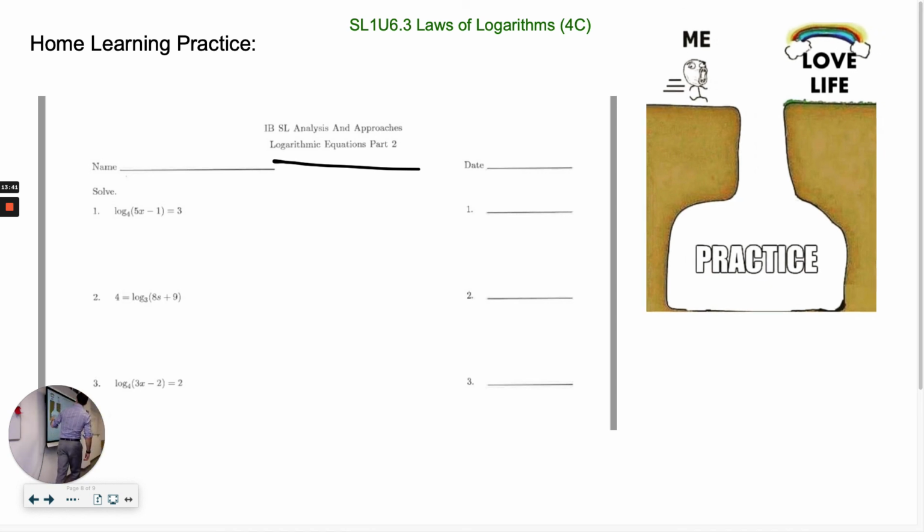And remember that Valentine's Day is coming, and so you should make sure that practice doesn't get in the way of your love life at that point.